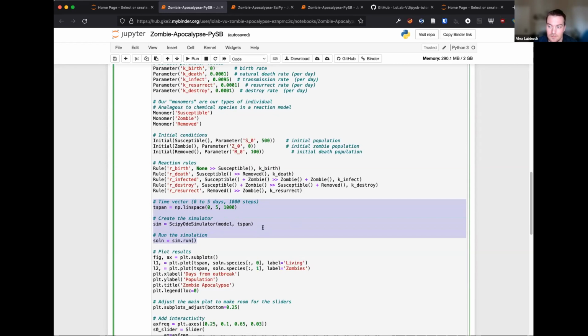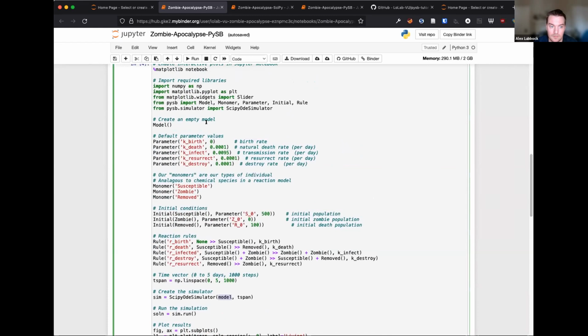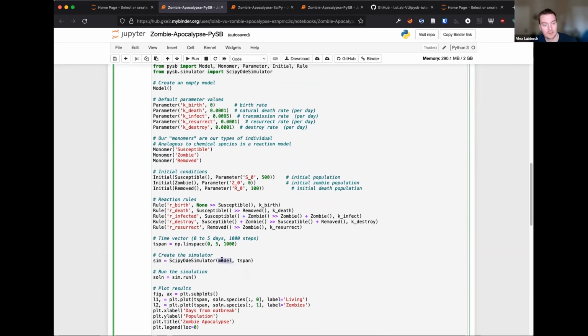Yes. That model, so this is part of PySB, that model command that Alex showed up above, that automatically created an object called model with the small m. Yeah, that's where that comes from. All right. Yep, that's right. So this automatically creates this lowercase model, which we're then supplying to the simulator.